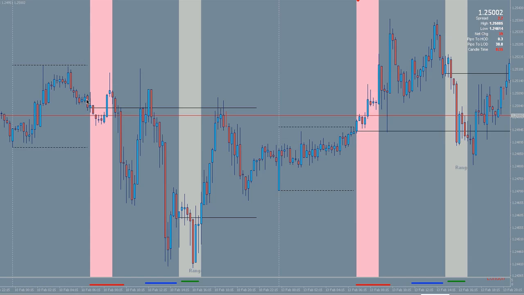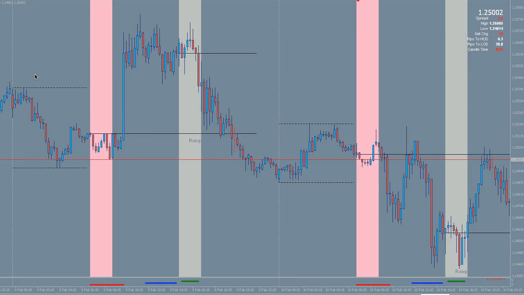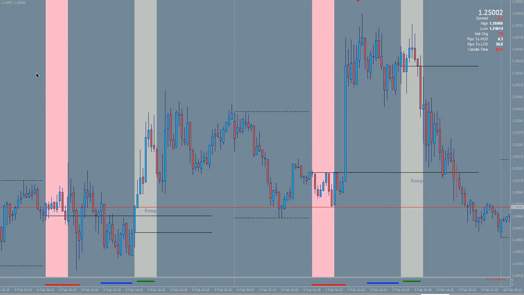A little trick to clearly see the Judas swing. So the Judas swing up, works the top, and then down we go. Works the bottom, and then up we go. This is amazing. Works the top, and then down we go.